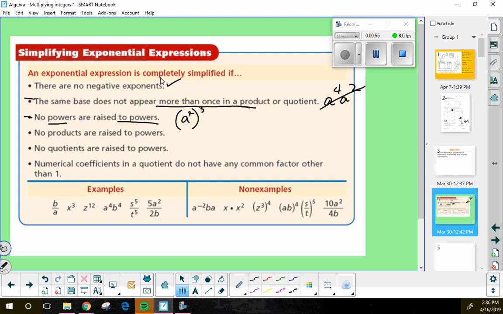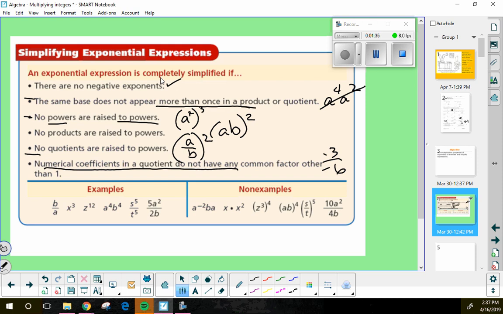No products are raised to a power. So we can't multiply two things and raise them to a power. We can't have that. So today we're going to learn how to not have that. No quotients raised to powers. We can't have a over b to the second. So today we're going to learn how not to have that. What do we do with that? And then numerical coefficients in a quotient do not have any common factor other than 1. Like on that one you had for your homework, you had -3 over -6. We can't have that. Today we're going to learn how to do that.